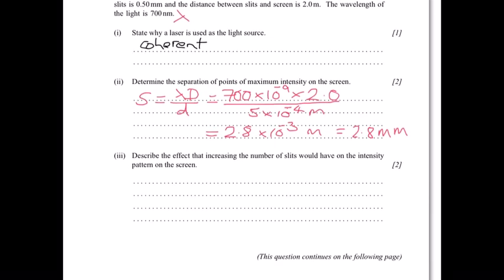Part 3 asks us to describe the effect that increasing the number of slits would have on the intensity pattern on the screen. When we increase the number of slits, there are two main effects. One is that it sharpens the maxima, and what I mean by that is that they become narrower. It also ensures that there's a greater contrast between the maximum and the minimum, and that just essentially means that there are brighter maxima compared to the areas of destructive interference.